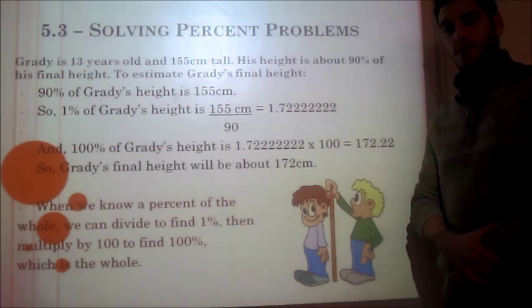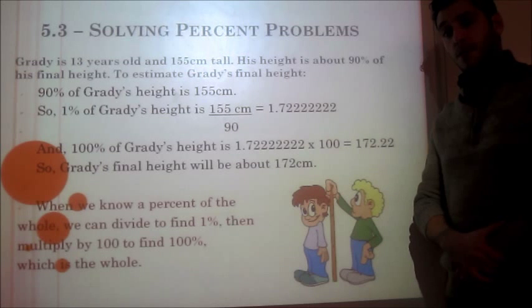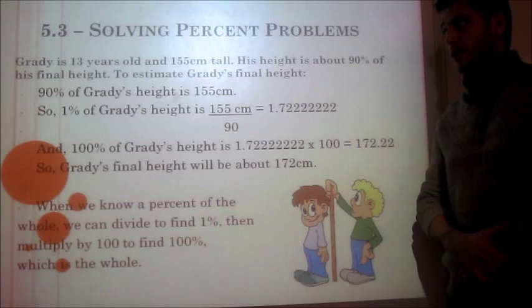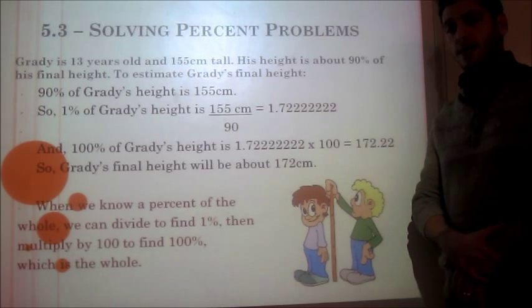Topic 5.3, solving percent problems. Here's a great strategy to use when solving a problem to do with percents. Take the following problem. Grady is 13 years old and 155 centimeters tall. His height is about 90% of his final height.